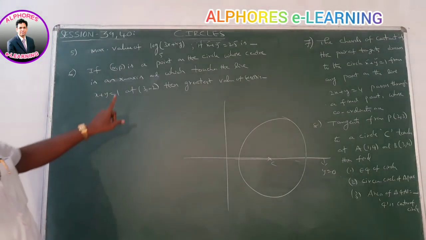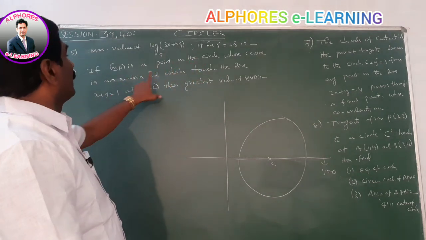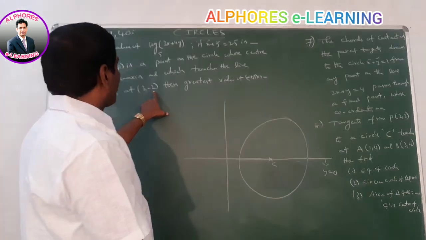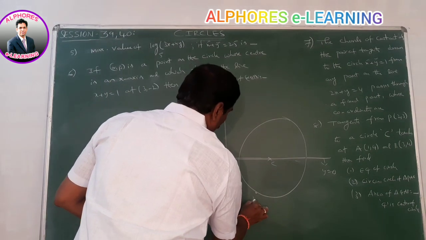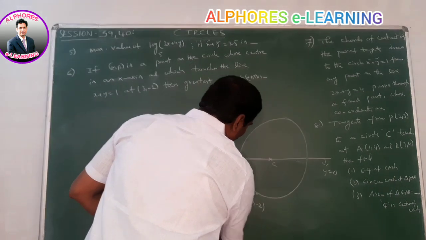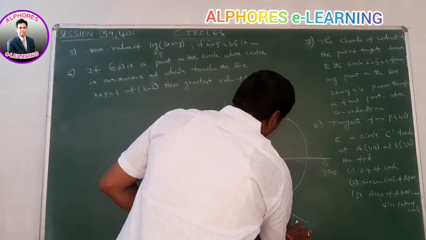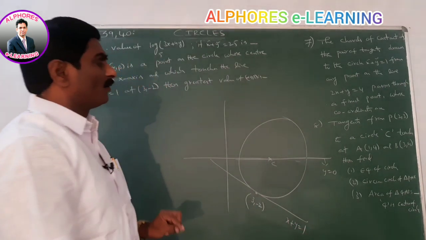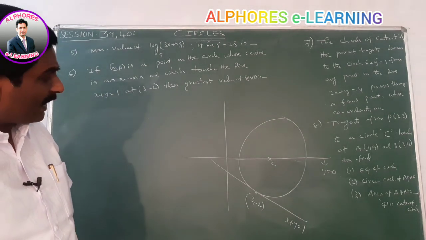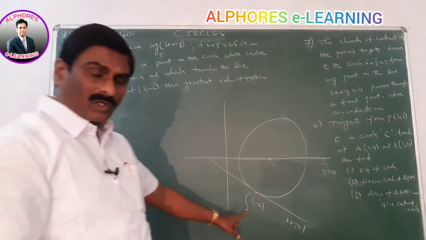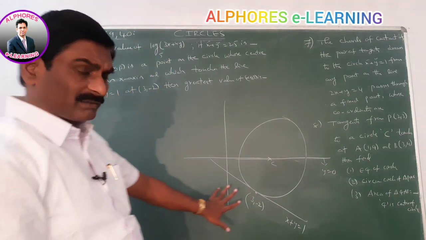Okay. Here, the circle touches the line x plus y is equal to 1 at (3, minus 2). 3 comma minus 2 means in this way. One of the lines touches at this point. Say this line is x plus y is equal to 1. X plus y is equal to 1 touches at (3, minus 2). Okay, it is the diagram.